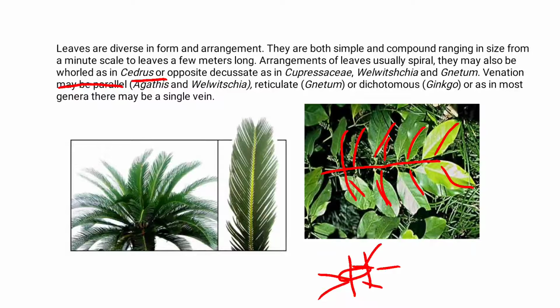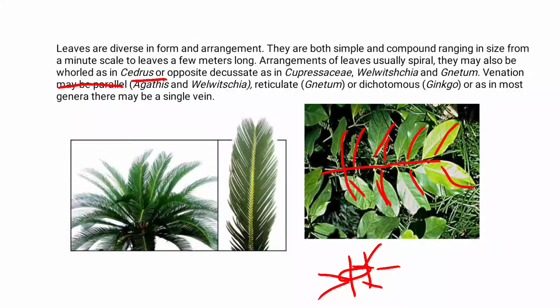And in case of Gnetum, you will find reticulate venation. Reticulate venation means the veins form a network. This kind of venation you can also see in most of the angiosperms, particularly higher plants, that too dicot plants. Those dicot plants show reticulate venation. Similarly, in case of Gnetum, you will find reticulate venation, meaning the network of veins is present in the leaf lamina.